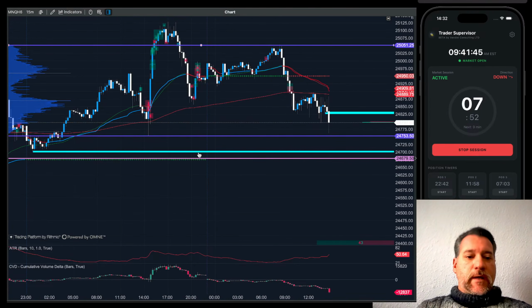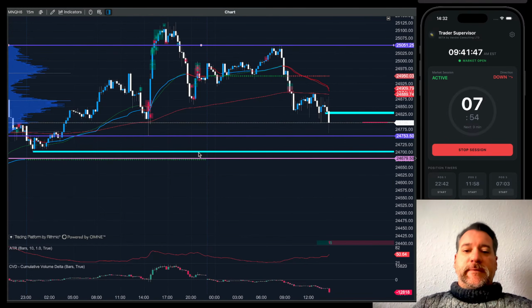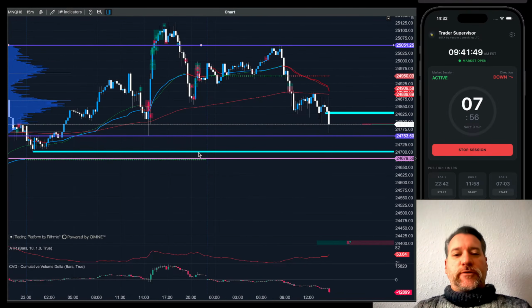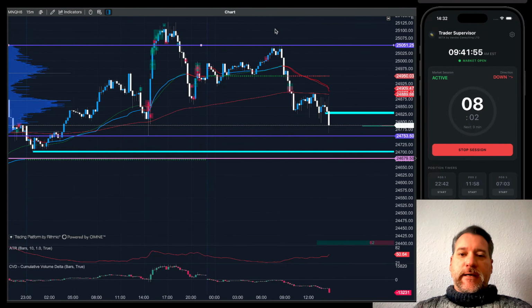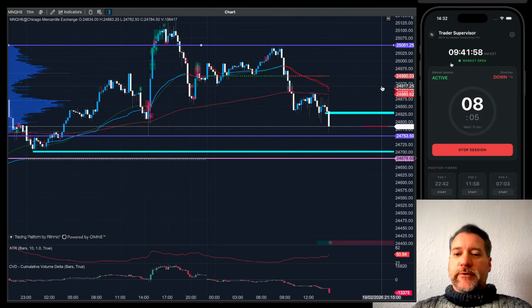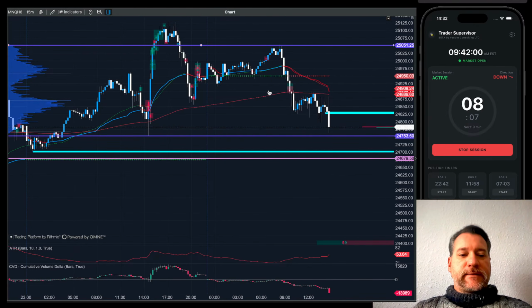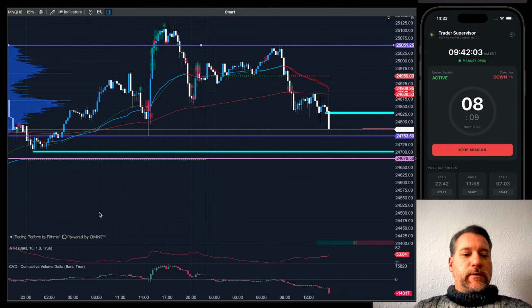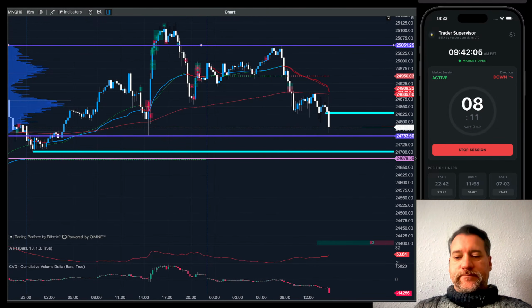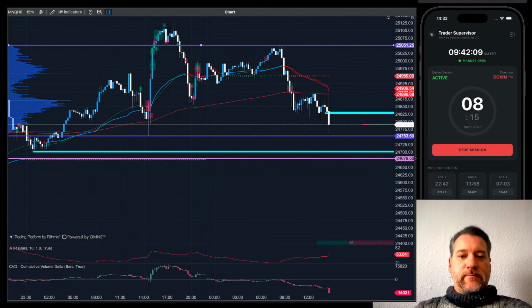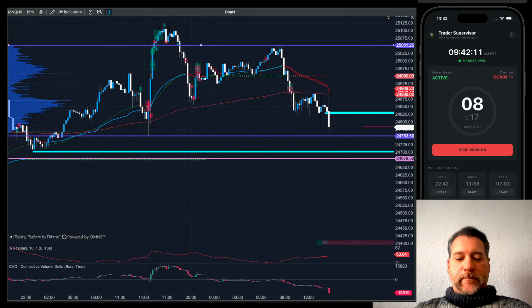Price action, ladies and gentlemen, price action. How's it going? It's going downtrend. The downtrend is looking good here. If you want to bet on the low side.